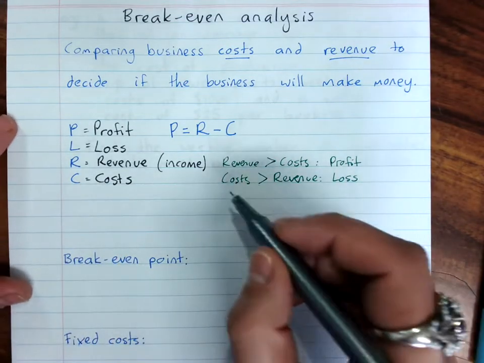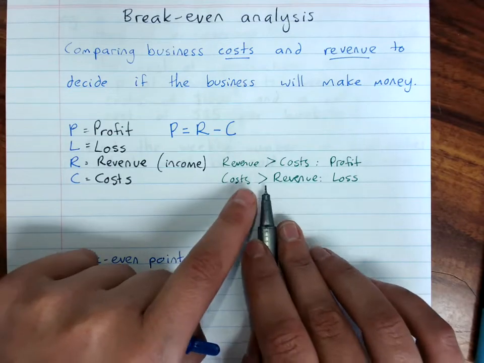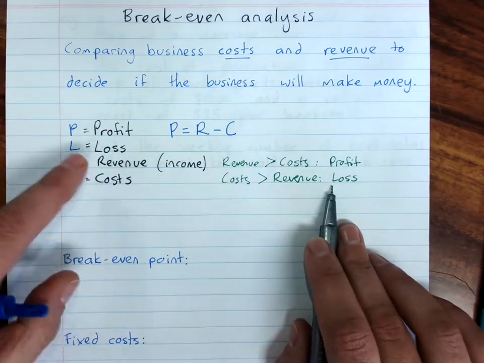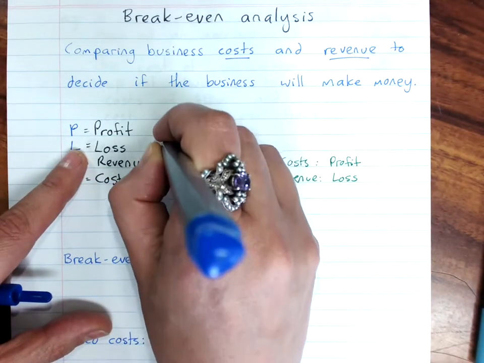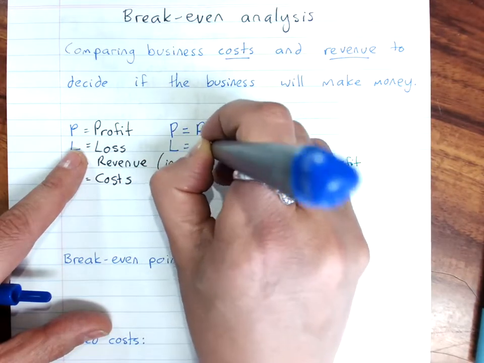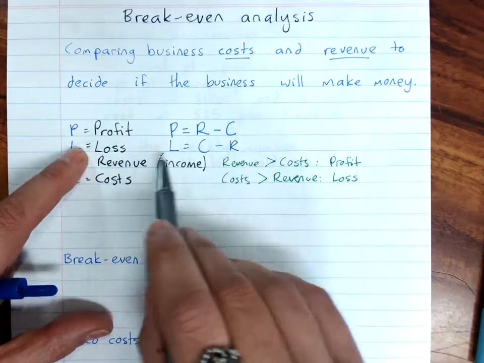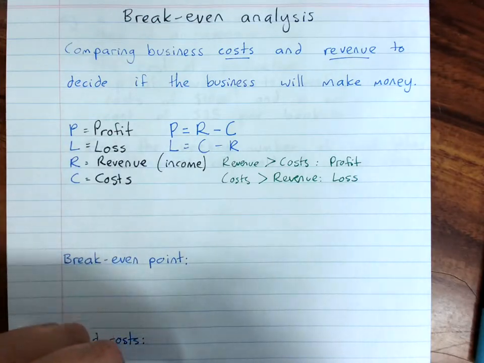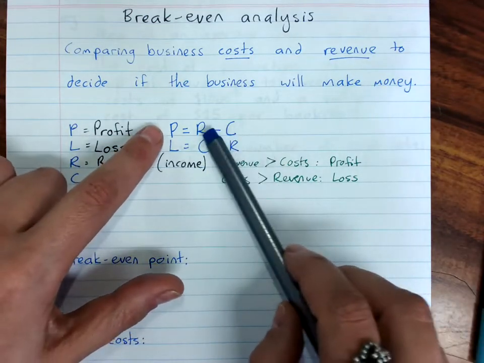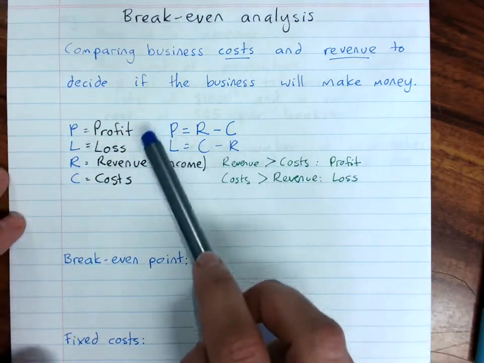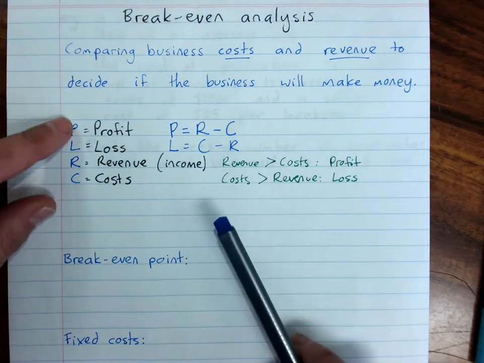It's pretty logical. If your costs were more than what came in, then you made a loss, and then you calculate your loss by doing costs minus revenue. So the formulas are just opposite to each other, depending on which one is larger, so whether you're finding a profit or a loss.